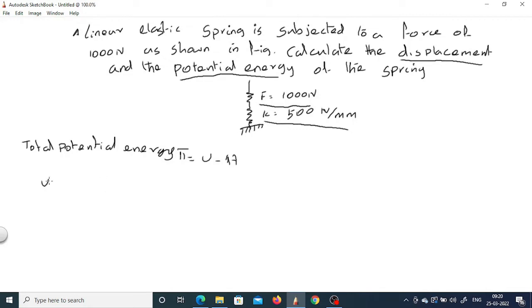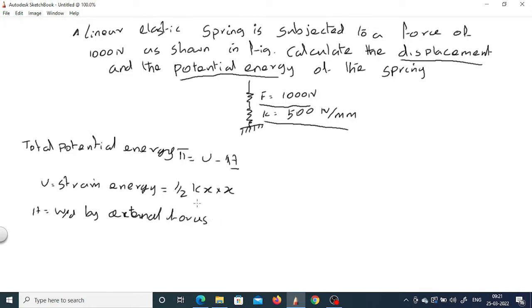The strain energy of a spring can be determined through the formula 1 by 2 k x into x. This is the formula for identification of strain energy. And what about H? H is generally known as the work done by external forces.